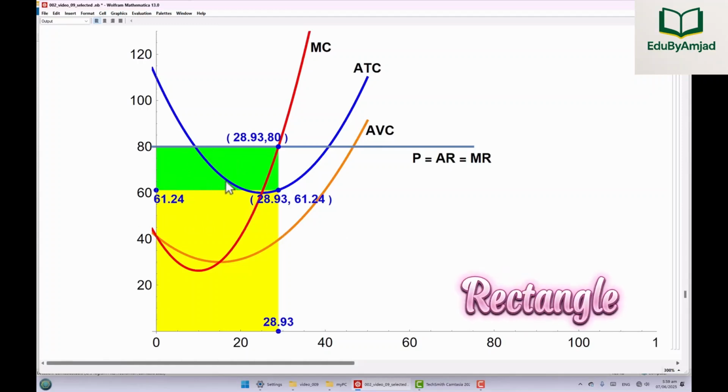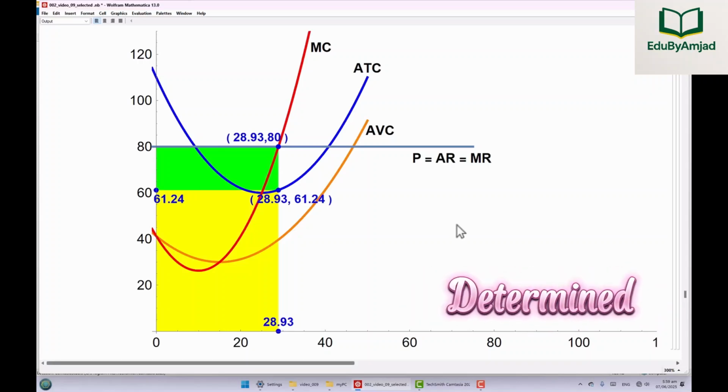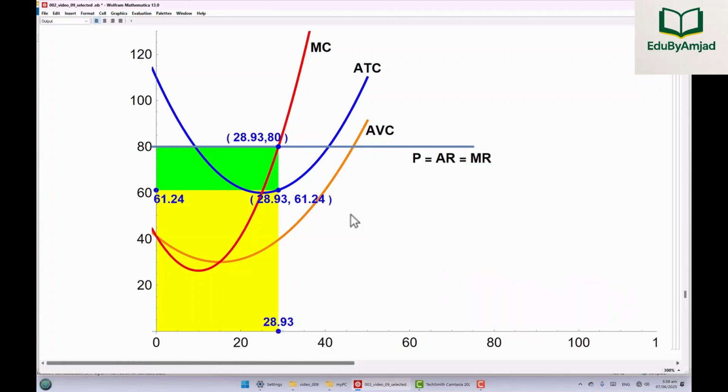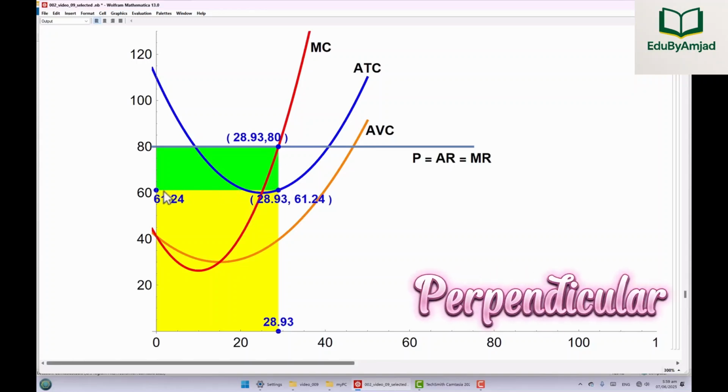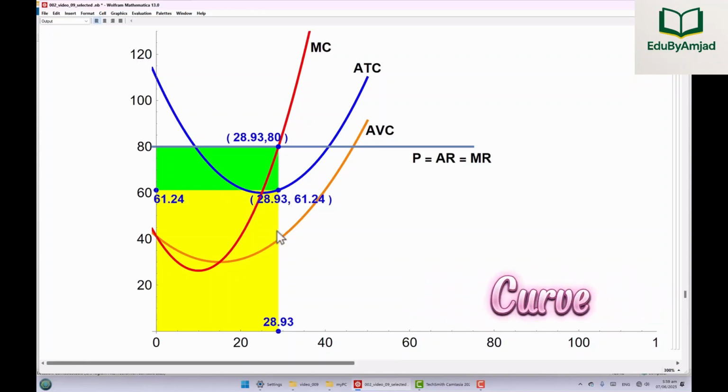The area of the green rectangle is the total profit. From the corresponding points as indicated, rectangle length and width are determined. The product of these is the total profit. The area of the yellow region is total cost. The sum of the areas of both rectangles is the total revenue. From the intersection of the equilibrium point, we drop a perpendicular to the average total cost curve and extend it horizontally towards the y-axis and straight down towards the x-axis.